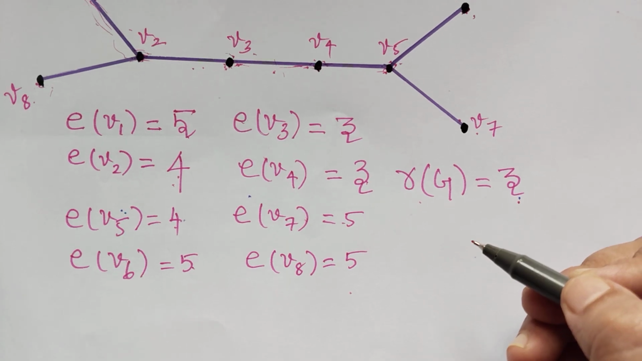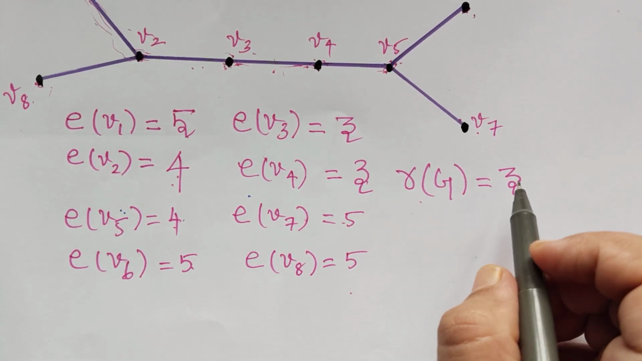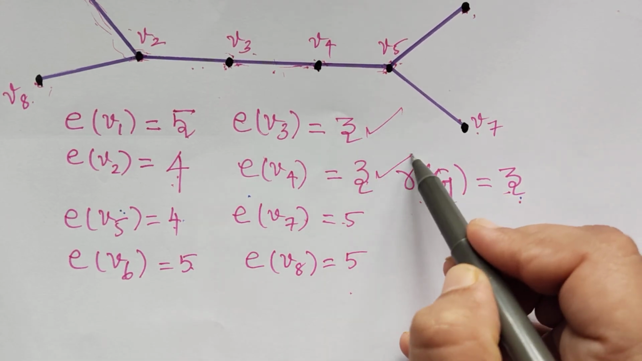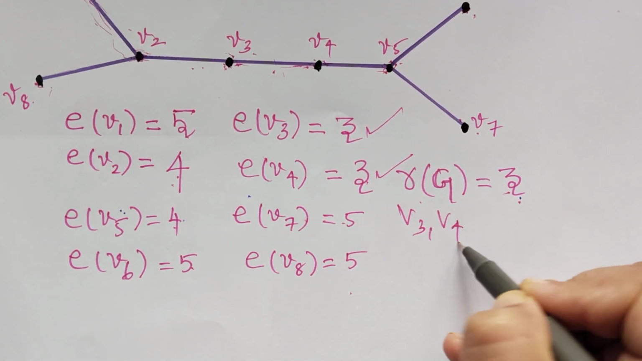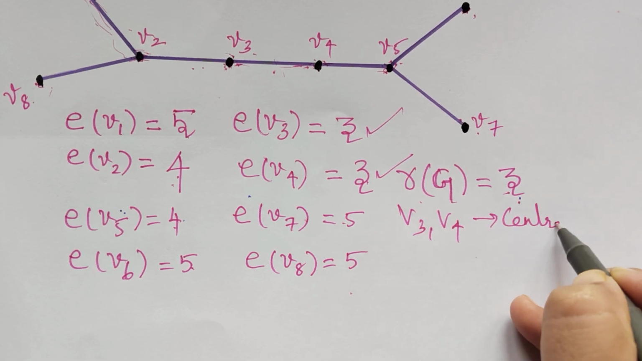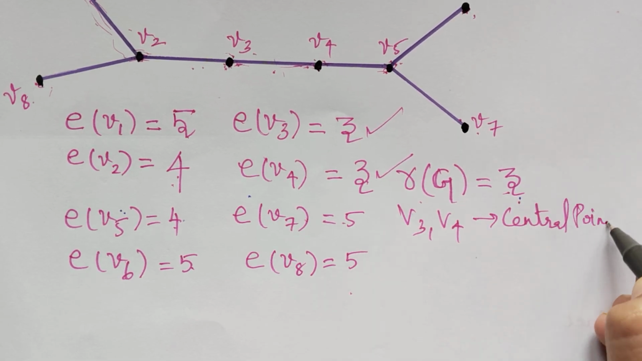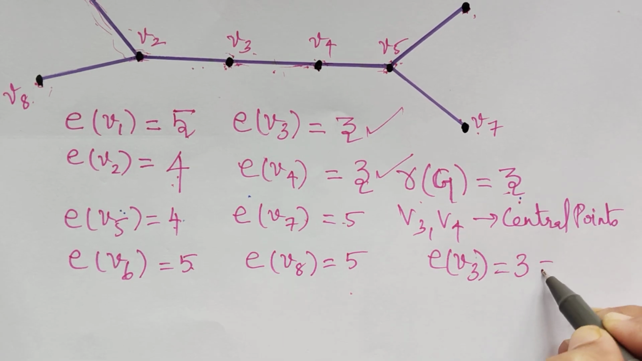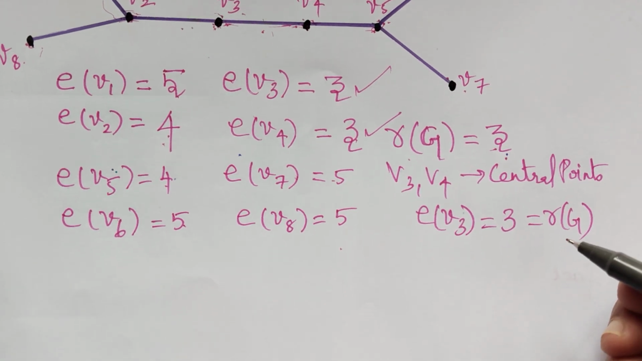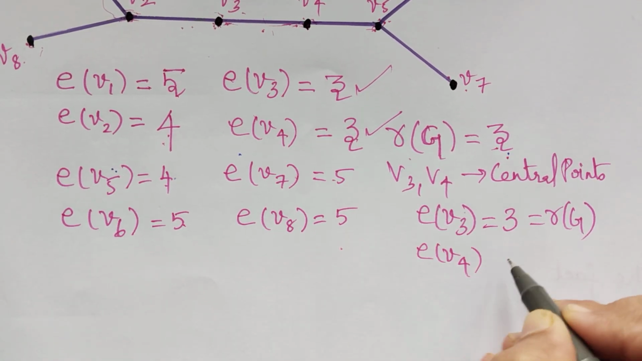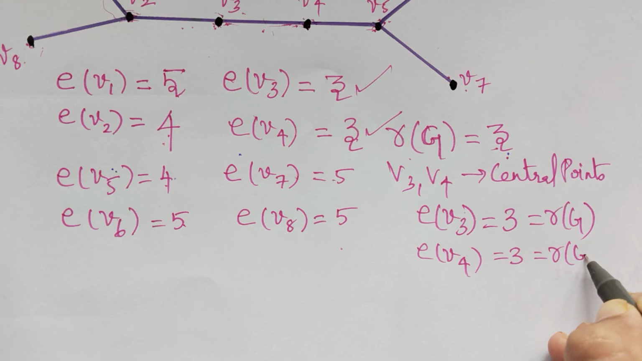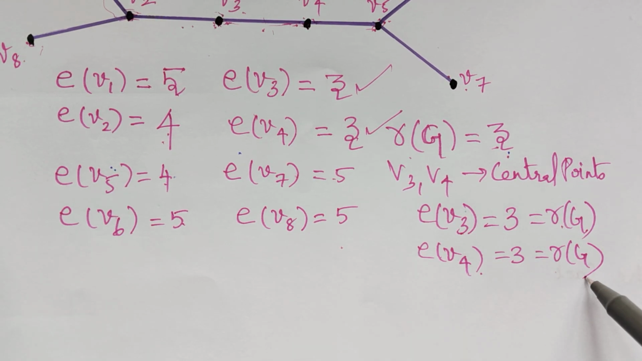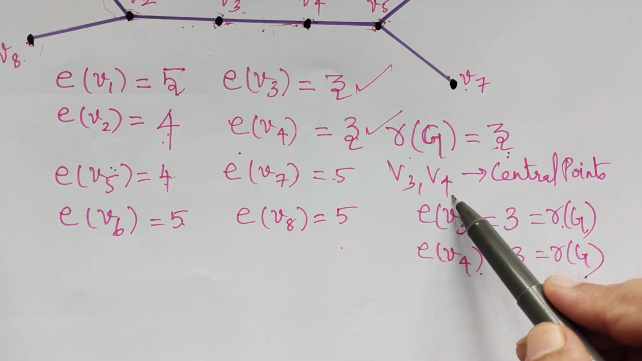Then we have to find the center. So what are the central points we have to see? Which one contributed 3 for us? These two vertices, V3 and V4. So these are the central points, because for these two points only, eccentricity of V3 is equal to 3, which is equal to the radius of the graph. Similarly, eccentricity of V4 is equal to 3, which is equal to the radius of the graph. So E of V3 is equal to R of G, and E of V4 is equal to R of G, which means there are two central points for this graph.